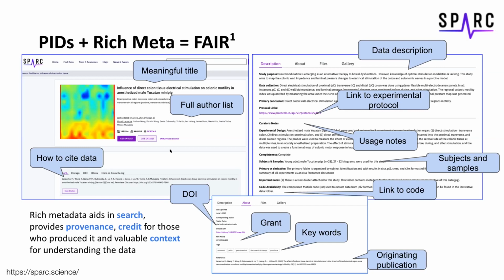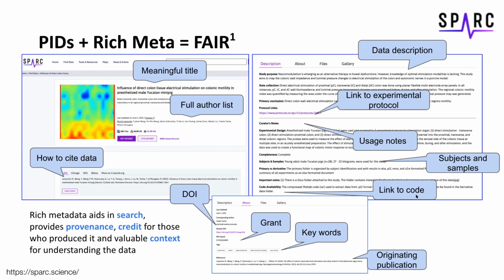So here you'll notice there's so much metadata we couldn't fit it in a single screen. But when you go to a page describing this data set, when that ID takes you here, you see a meaningful title with meaningful information in it. You see a full author list. It tells you how to cite this data set. And if we have time, we'll talk a little bit about that later. It has a data description. It provides a link to an experimental protocol, so you know how that data was acquired. It gives you notes that you need to know in order to use it. It provides information on the subjects and samples.